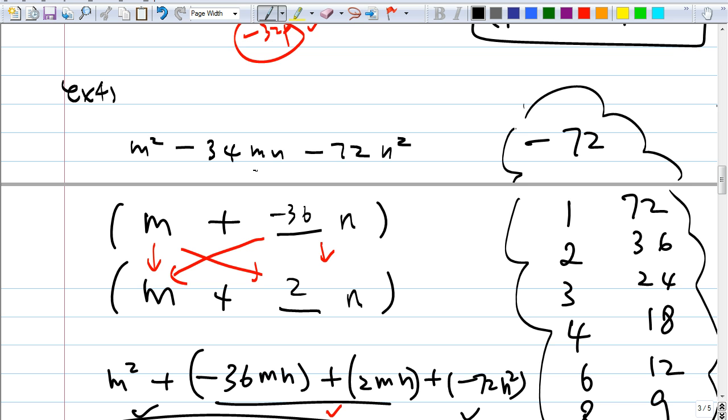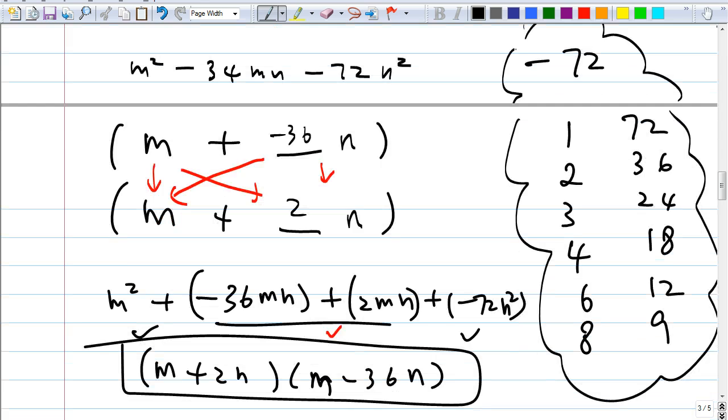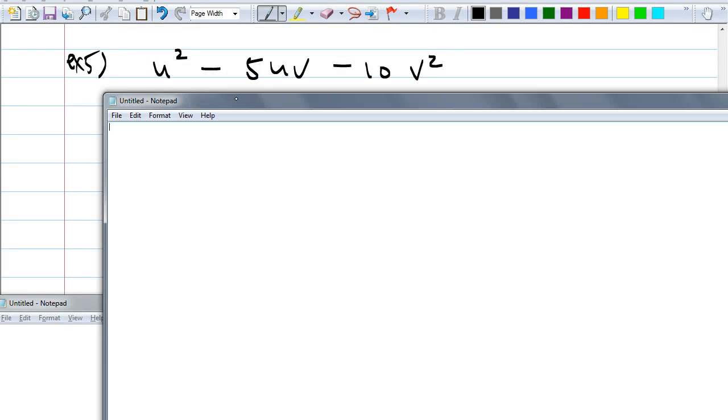Therefore, we have the answer, don't we? Matthew, what's our answer? Yeah, cool. Any questions? Raise your hand. Is this easy? Pretty straightforward? Okay, can you do something like this for your homework tonight? Yeah, it's very simple. It's really similar to what we did last time. Let's look at the next example. Go ahead and look at example 5. You've got u squared minus 5uv minus 10v squared. Go ahead and factor. I'll wait for you. Okay, everybody try.